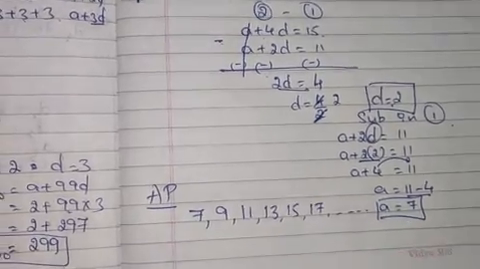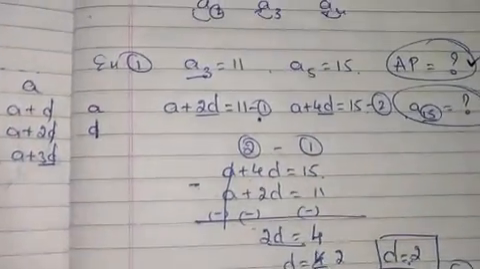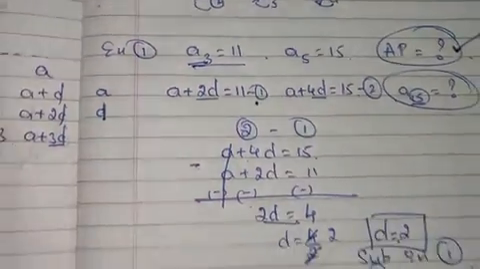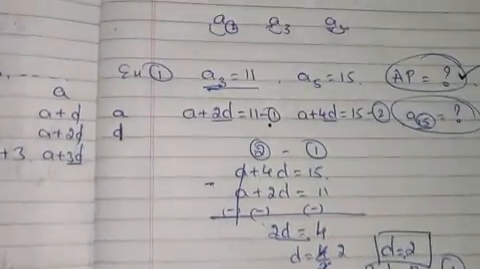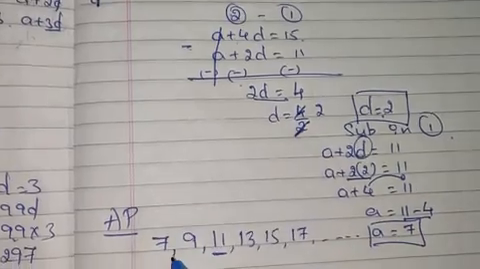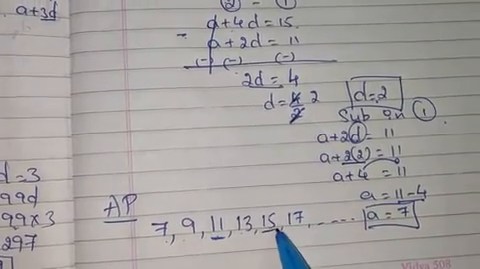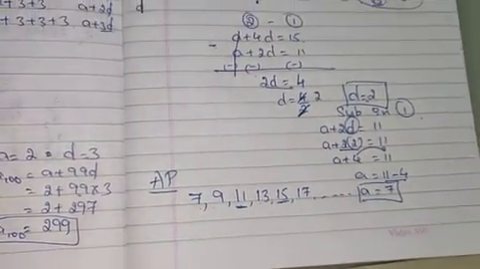So let us cross check whether we have done it correctly. What is the question? Third term is 11. Let us check with our answer. Is it 11? Yes. And fifth term is 15. 1, 2, 3, 4, 5. Fifth term is 15. We are absolutely correct.